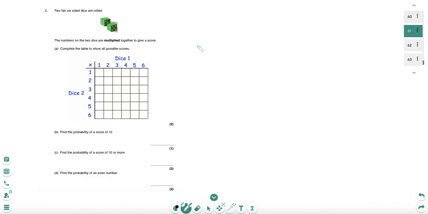Sample space diagrams. 2 fair 6-sided dice are rolled. The numbers on the 2 dice are multiplied together to give a score. Complete the table to show all the possible scores. Alright guys, the diagram they've given you is something called a sample space diagram, okay? In some questions like this, they're nice and they tell you to use a sample space diagram. In some questions, they give you a question, but they don't give you a sample space diagram. You have to deduce that you have to do a sample space diagram by yourself.